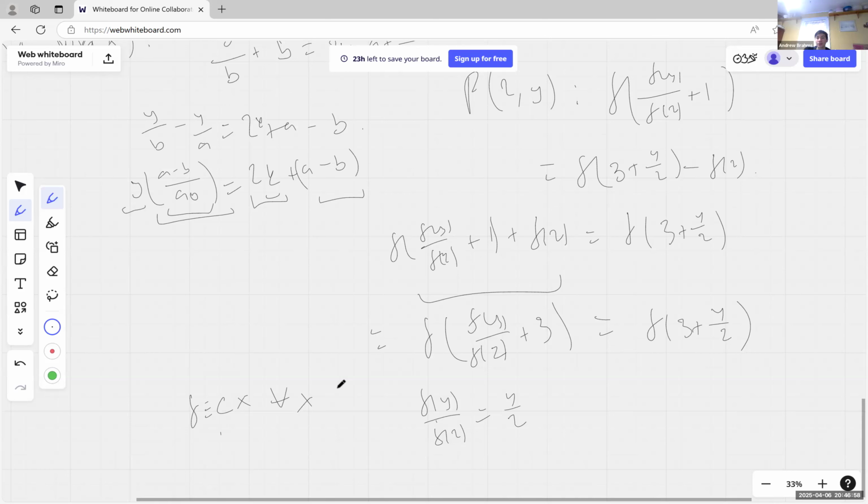Now this was sort of just a basic application of trying to show that it's injective by forcing some variables together.